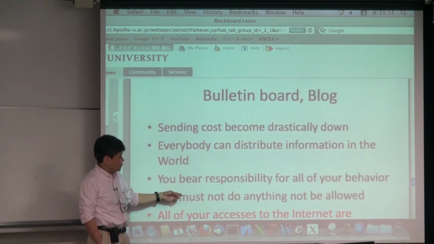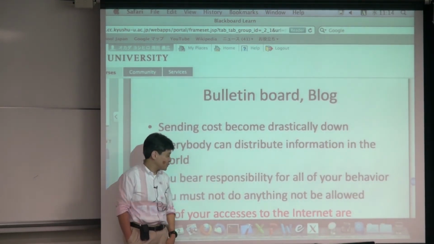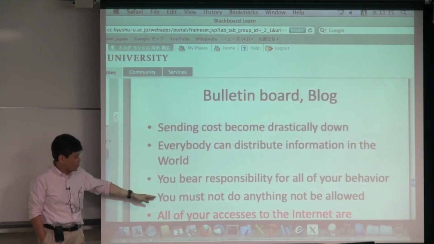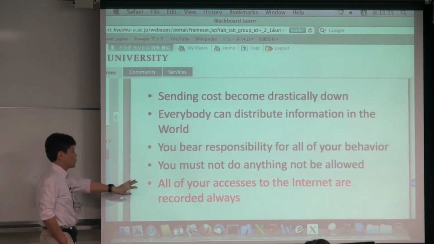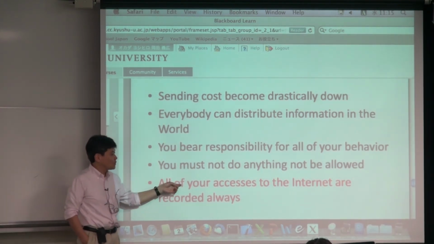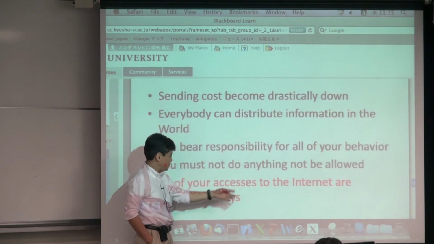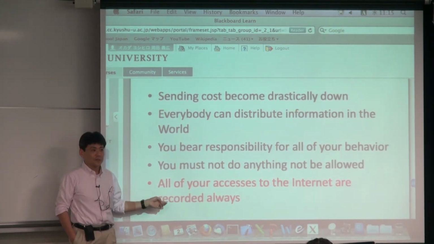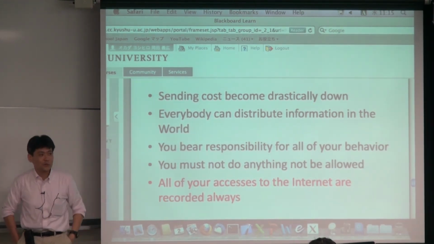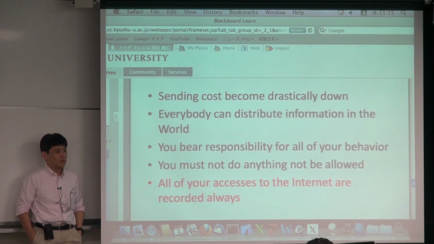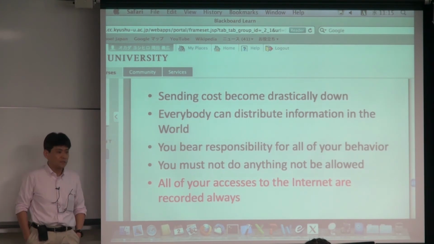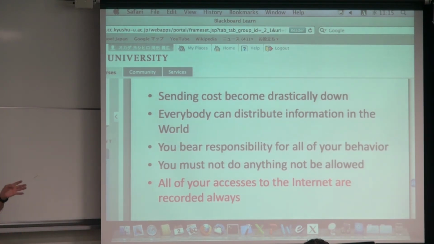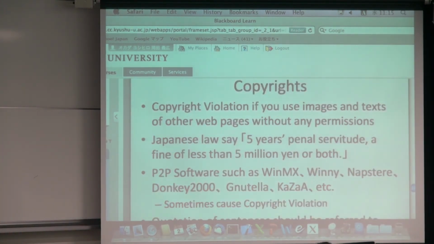So you must not do anything that is not allowed. Of course. So this is very important. All of your access to the internet is always recorded. Okay. So if you take a bad action, such action is already recorded on any servers. Okay. So copyright is also very important.